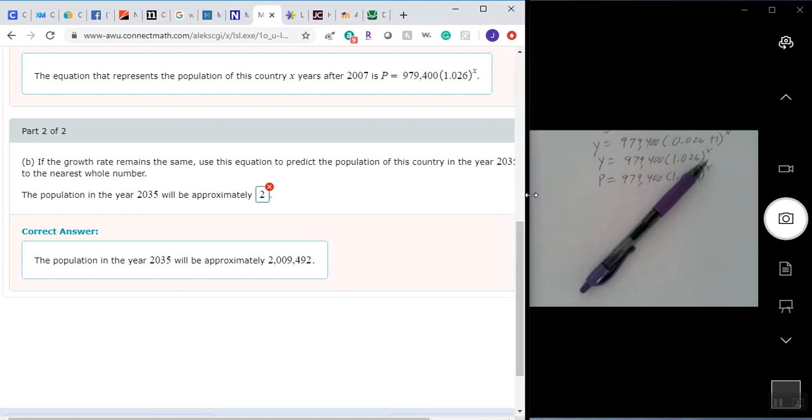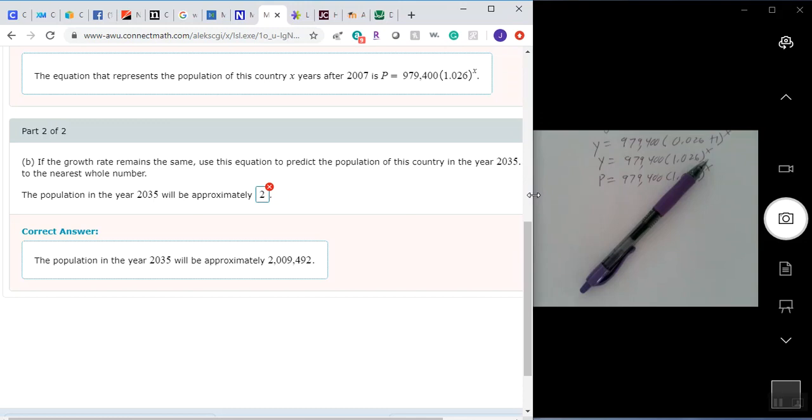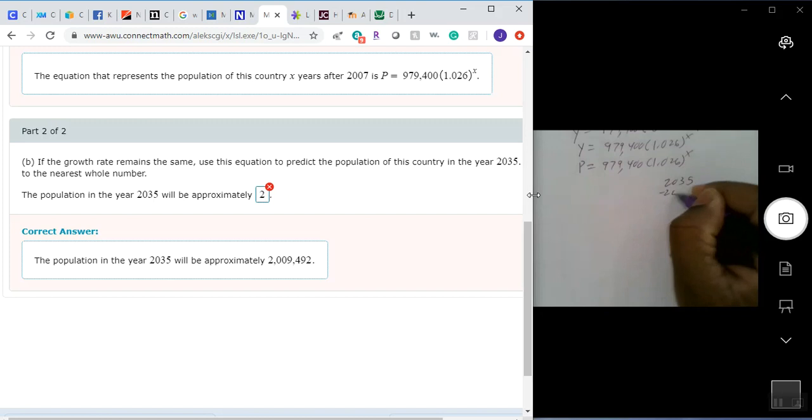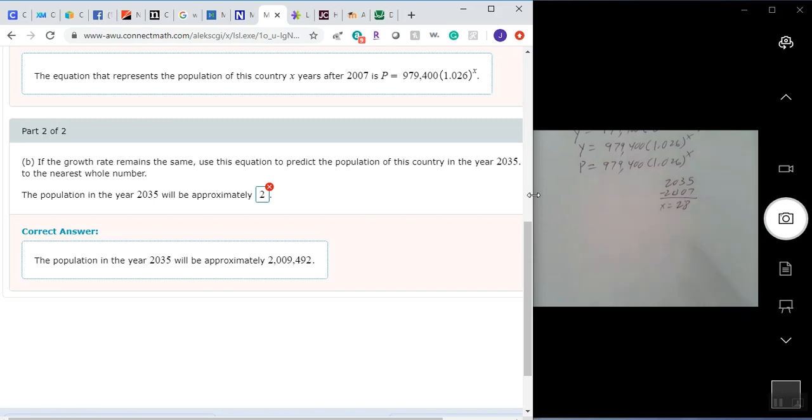Now remember, we're doing this on the premise that 2007 is the initial year. So if 2007, we're going to 2035. The initial year is 2007. So we would subtract. When we subtract 2007 from 2035, that means your x would be 28 because x represents the years.